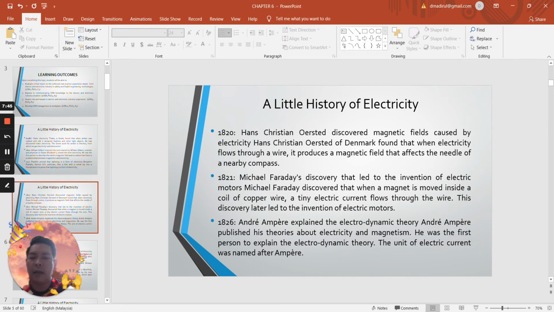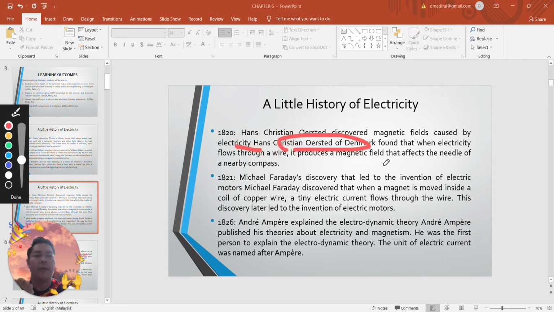In the 1820s, Hans Christian Ørsted discovered the magnetic field caused by electricity. Hans Christian Ørsted of Denmark found that when electricity flows through a wire, it produces a magnetic field that affects the needle of a neighbor's compass. Whereas in 1821, Michael Faraday discovered that when a magnet is moved inside a coil of copper wire, a tiny electric current flows through the wire. This discovery later led to the invention of the electric motor.